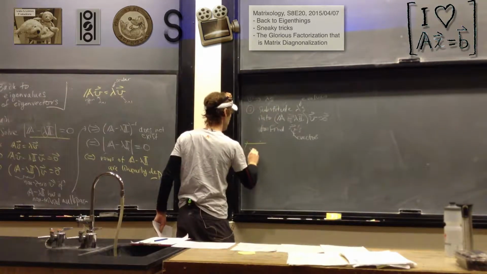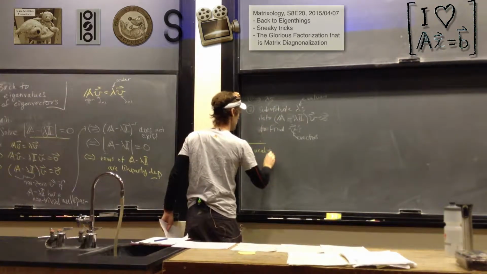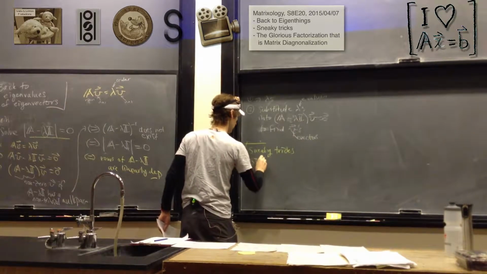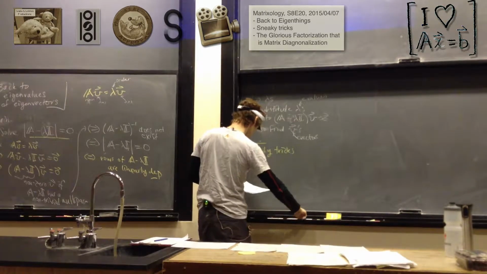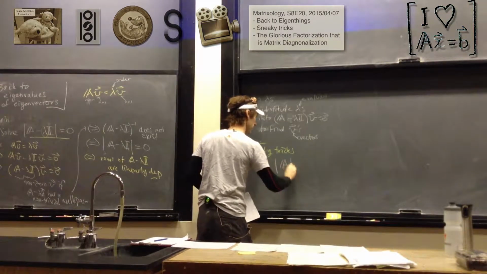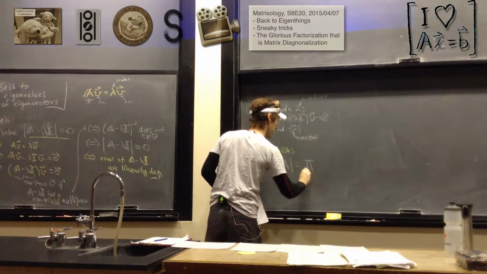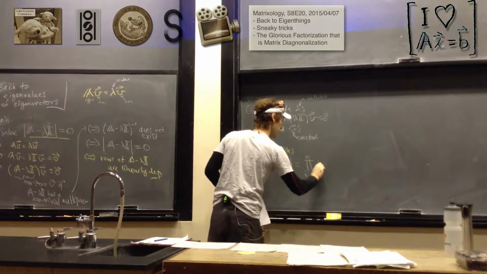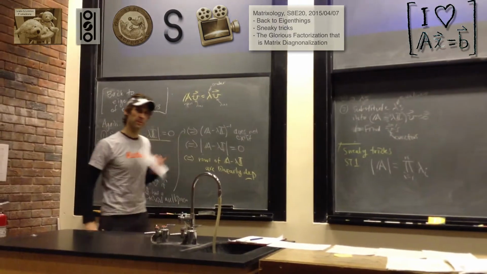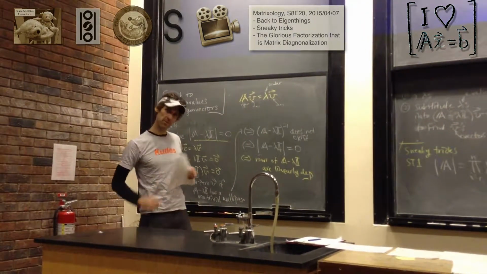So, sneaky tricks. Let's find out some things about this. Sneaky trick 1 is that this is true, which is kind of odd: the determinant of A equals the product, i equals 1 to n, of lambda i. You multiply the eigenvalues together, you get the determinant of A. That's a bit strange.